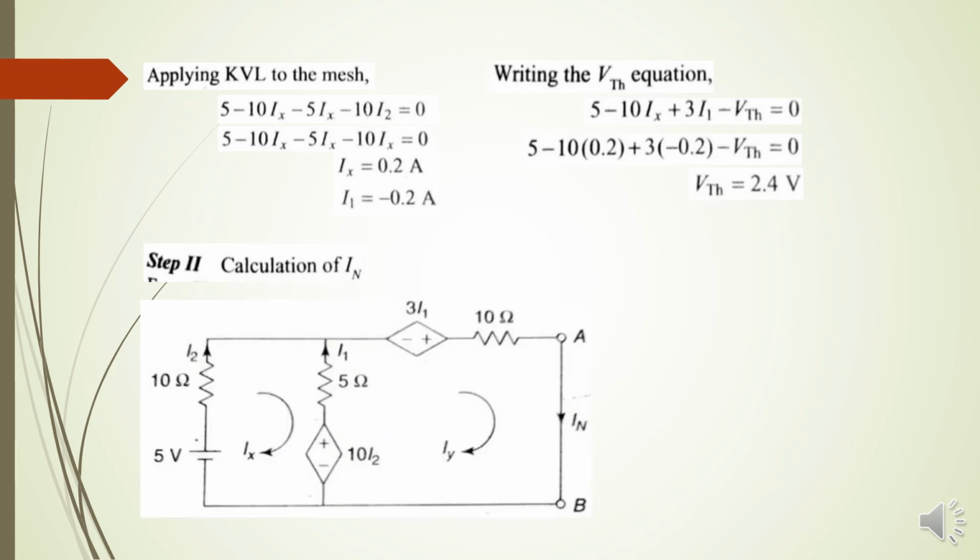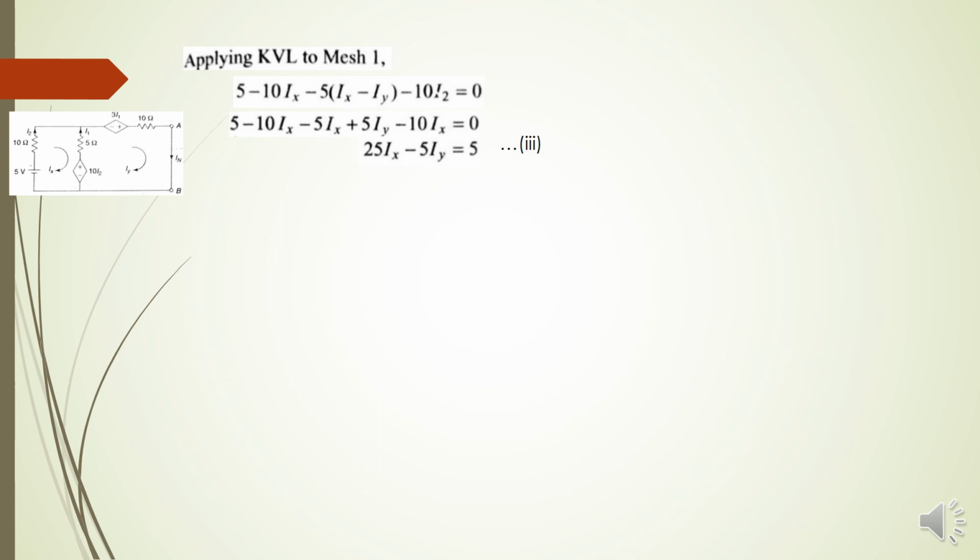Next step is the calculation of Norton's current. Now short circuit the terminals A and B and assume the current Iy is flowing in mesh 2. Accordingly, I2 is equal to Ix and I1 is Iy minus Ix. Now again apply KVL to mesh 1 and you will get equation 3.